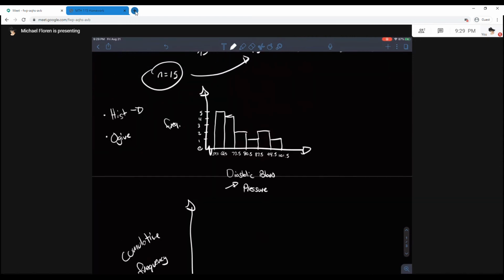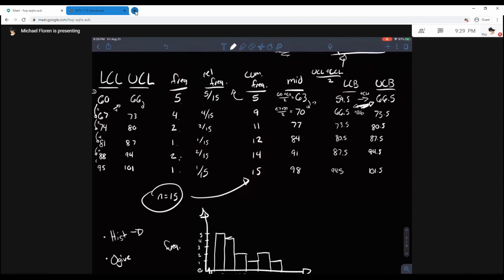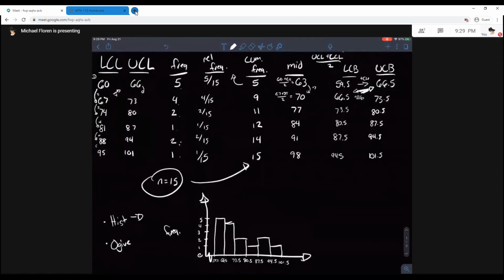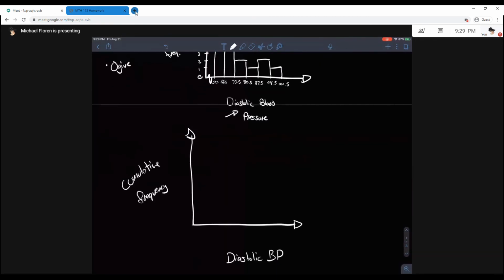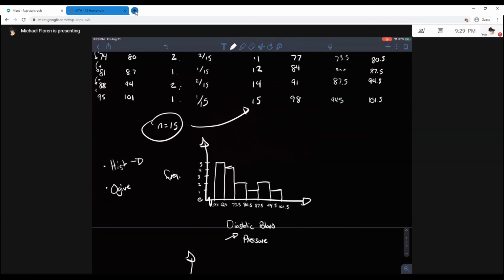But now, because I'm doing a frequency polygon, instead of graphing with my class bounds, I'm going to be graphing with my midpoints on my x-axis. So I'm going to draw my midpoints, 63, 70, 77, etc. To keep going up, I'm just adding the class width, 7. 77 plus 7 is 84, 84 plus 7 is 91, 91 plus 7 is 98, and where do I end? 98 is the last one.